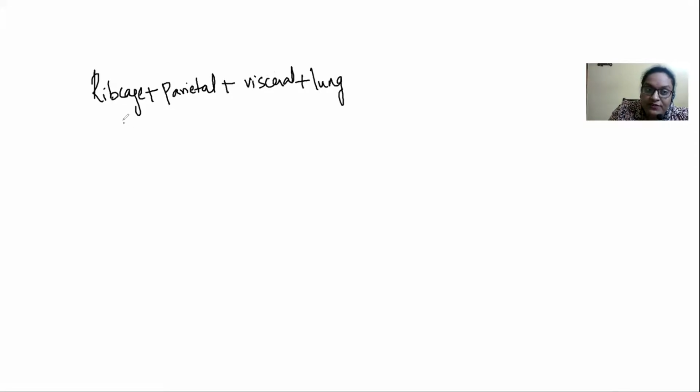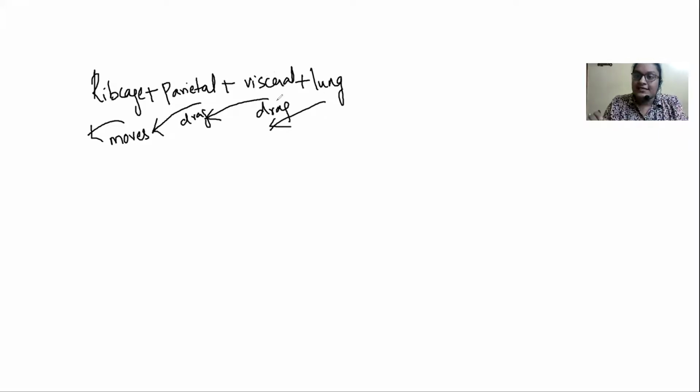So see now, if the rib cage moves, it is going to drag the parietal layer. If the parietal moves, it is going to drag the visceral layer, and the visceral layer is going to drag whom? The lung here. So if there is a change in the movement of the rib, there should ultimately be movement till the lung position, right? So this is going to happen.